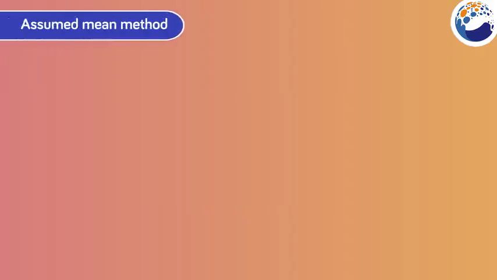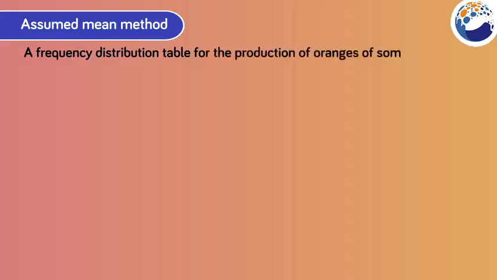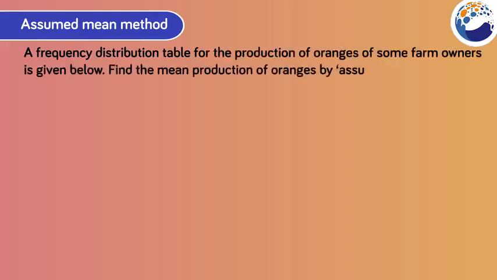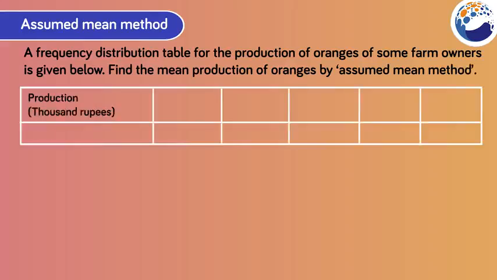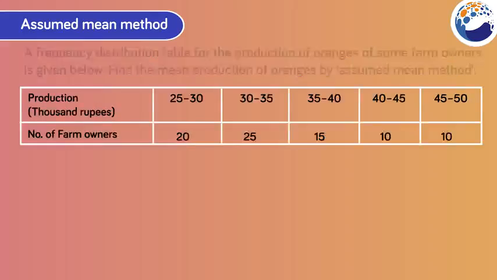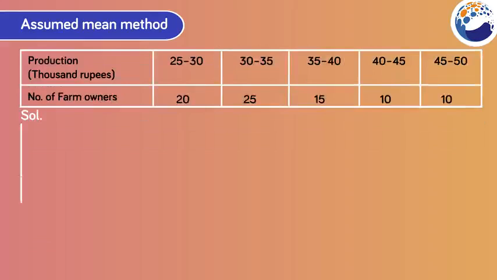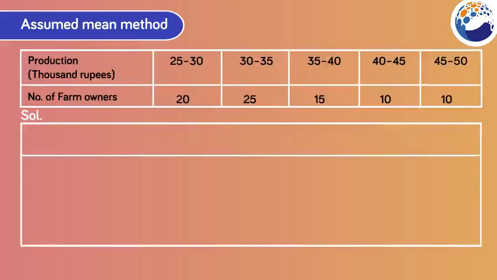Assumed mean method. Let us consider one example. A frequency distribution table for the production of oranges of some farm owners is given below. Find the mean production of oranges by the assumed mean method. Consider this table. Solution. There are 6 columns in this method.